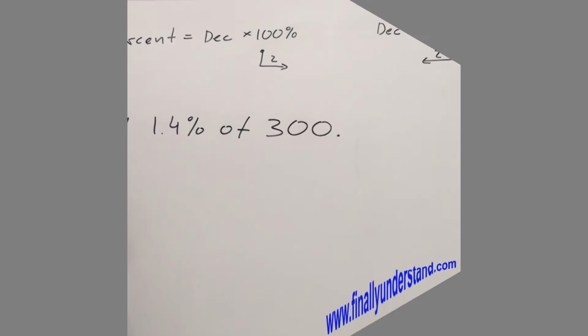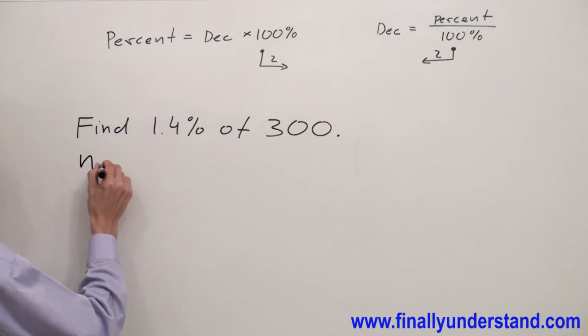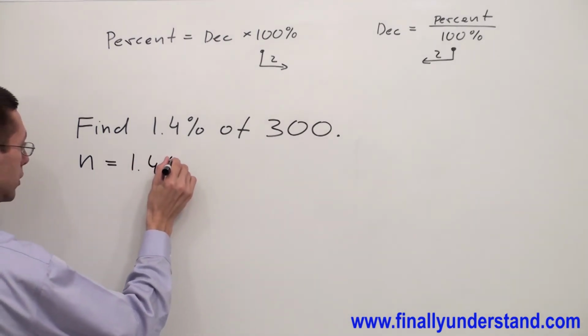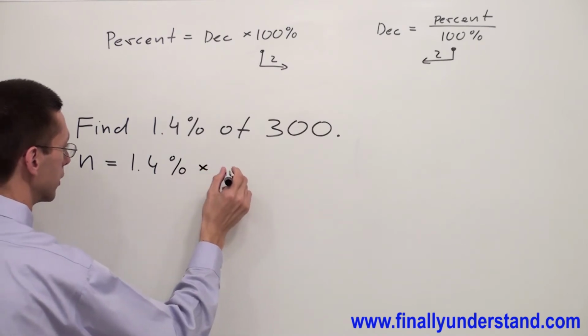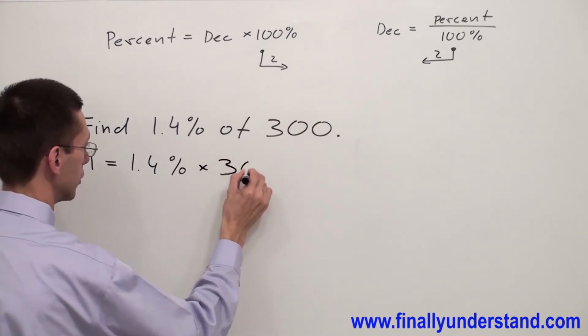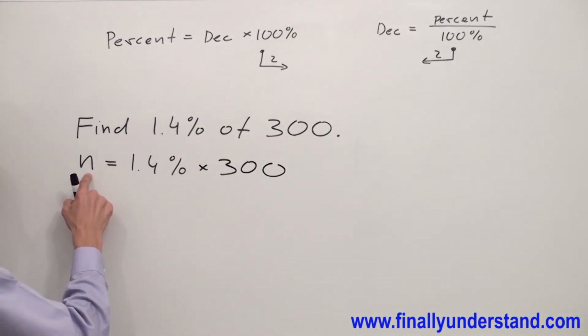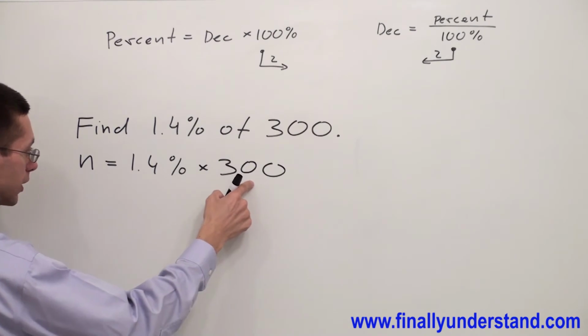Find 1.4% of 300. Now again, anytime we have "find," this is n equals, and "of" stands for the multiplication. I have 1.4% of 300. I'm looking for n.